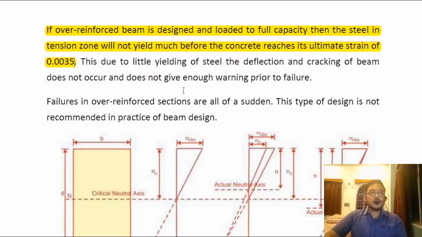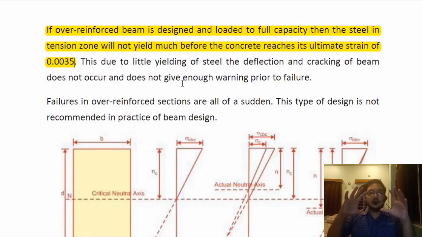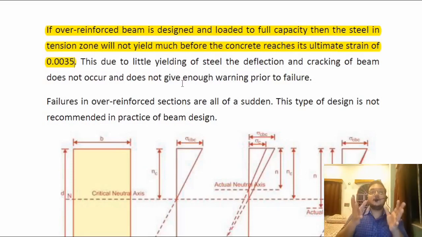So just to get the warning, we design an under reinforced section. Just so that the steel reaches its yield point, we will see a little bit of deflection in our beam, and the concrete will not fail suddenly. Whenever we see that little bit of deflection or distortion in a concrete structure, we will be sure that we must not stay under it and we will run away.